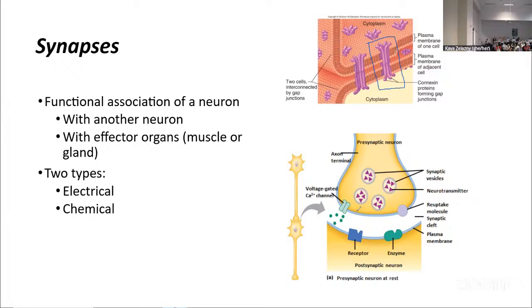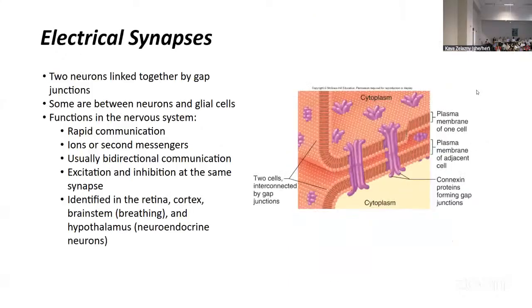Like we don't have a tube running from one to the other. We have this little space, right? But what we have happening is our presynaptic neuron releasing a chemical that is then received by our postsynaptic neuron. So that sets us up for these two types of synapses.